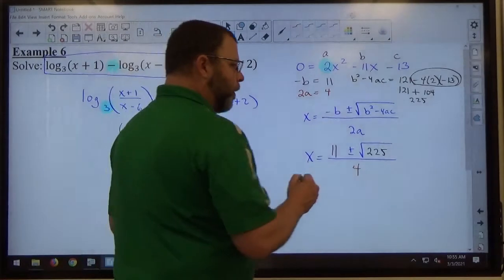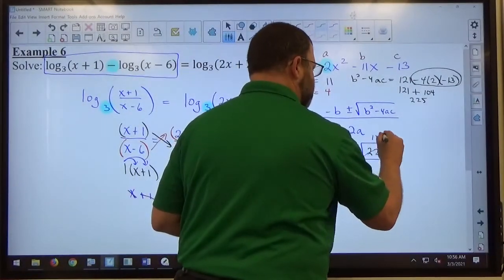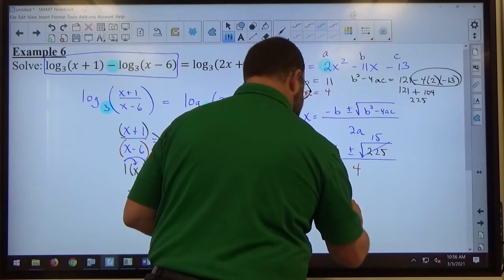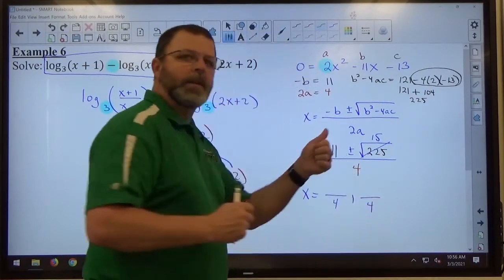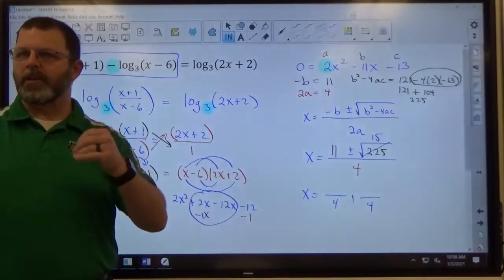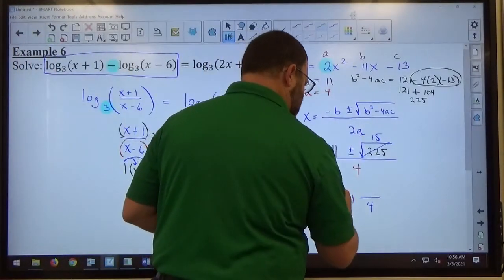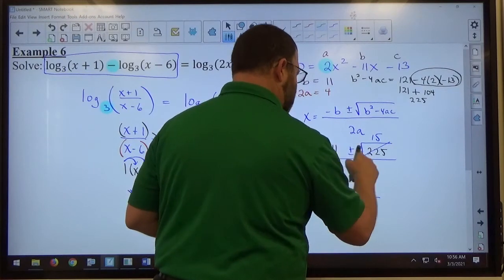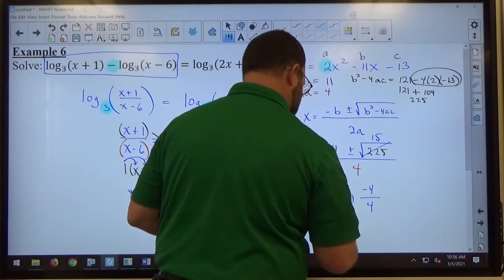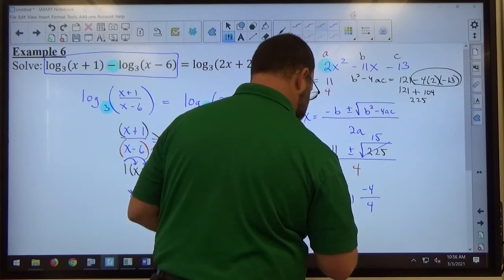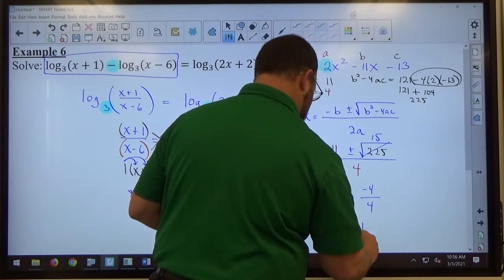Hopefully we all know the square root of 225 is 15. So we're going to get 2 answers, both over 4. And we have the top, which is plus or minus, creating 2 different answers. They're both over 4. So 11 plus 15 is 26 over 4. 11 minus 15 is negative 4 over 4. So my answers are x equals 13 over 2, comma, negative 1.